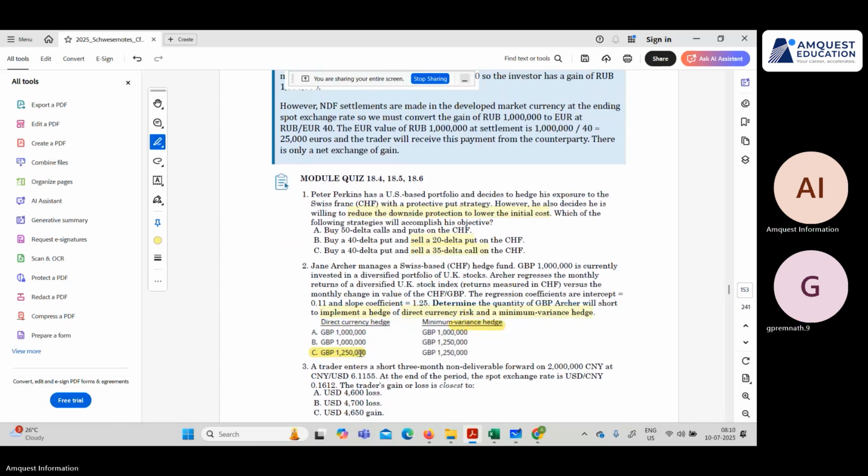Yes. Okay, that's what my way of thinking would be, because in case of a direct hedge, I am not going to use the slope coefficient at all. C cannot be the right answer. Okay. Let's just talk about A and B now. A and B both have $1 million, which I'm okay with. And I would know that in case of a MVHR, which is minimum variance hedge ratio, I'll have to multiply it with 1.25. Yeah. So A is out.